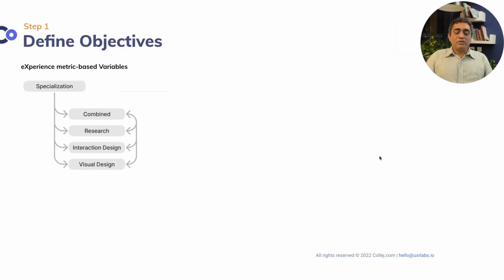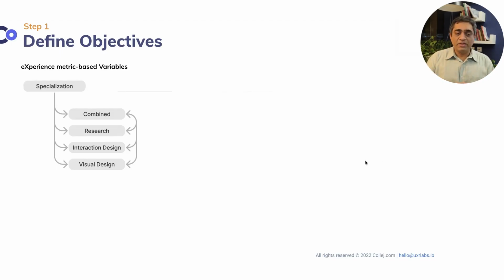All right. So let's think about creating a portfolio or doing an interview task. What are the kinds of things that you need to think about? From the person who's interviewing, they might have different specializations. They might be specialized in research or interaction or visual, or a combination of those. That's the first variable that you're looking at.